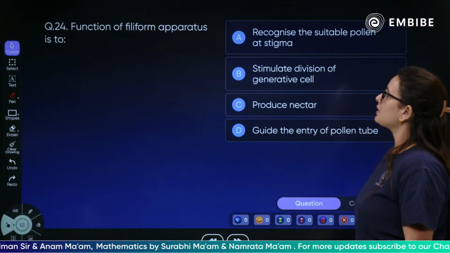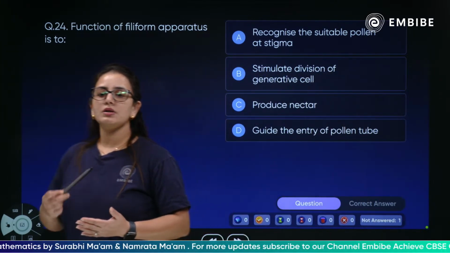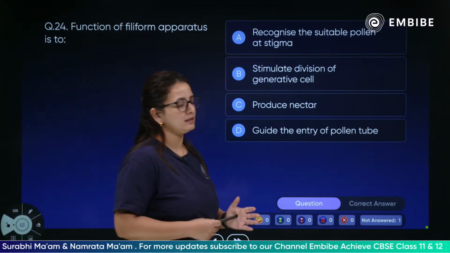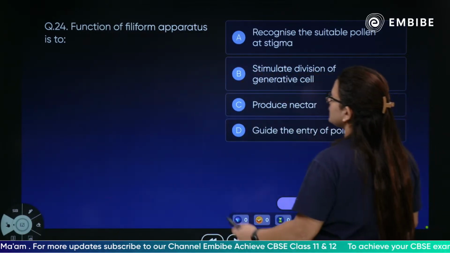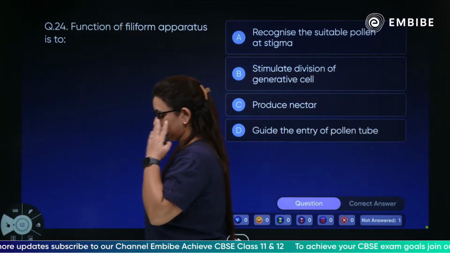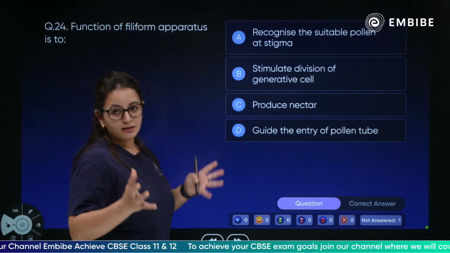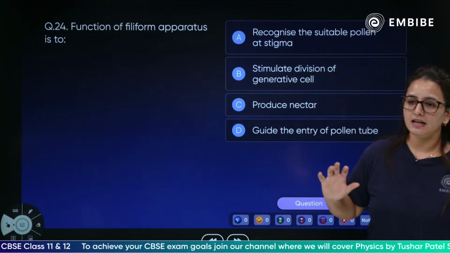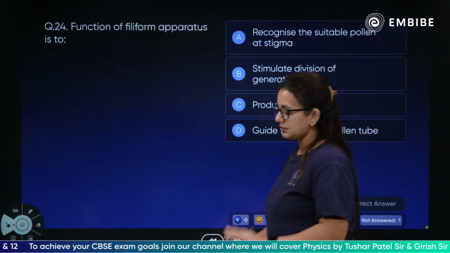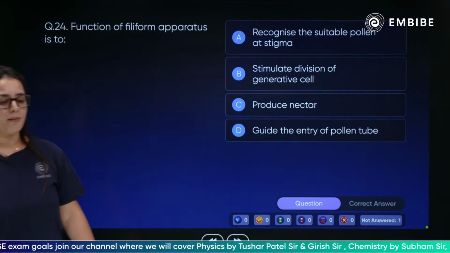Next question. Function of filiform apparatus. Very simple. Just now we have discussed it. What is the function of the filiform apparatus? To recognize the suitable pollen and stigma, stimulate division of the generative cells, produce nectar, or guide the entry of the pollen tube.